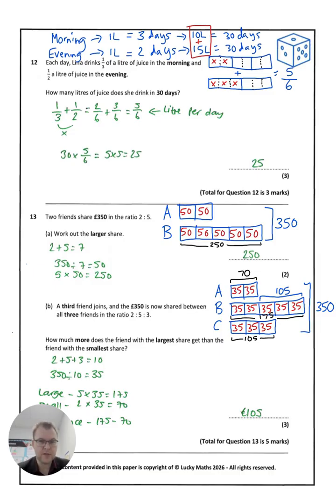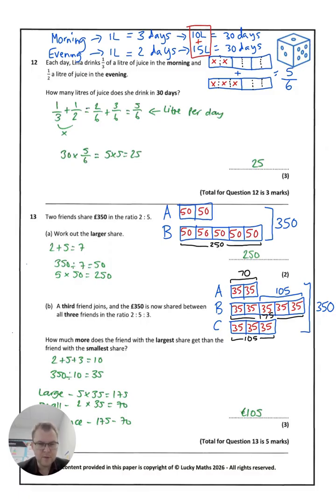When we've got this other situation, a third friend joins them, the money, 350, is now going to be shared 3 ways, but it doesn't really affect the question too much, because instead of dividing by 7 boxes, we've now got 10 parts. So that's why 35 is going to go in each box. And then we're going to just add up the totals: we've got 70, 175, and 105.